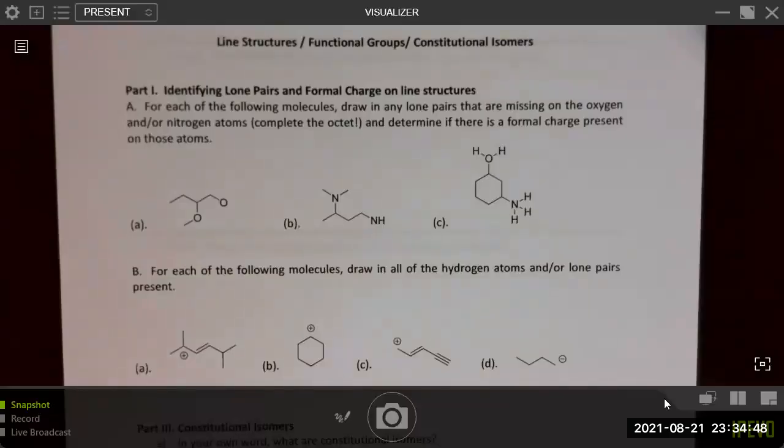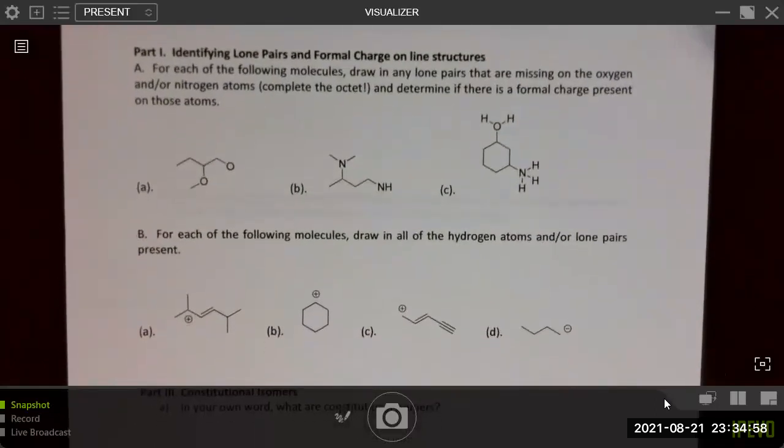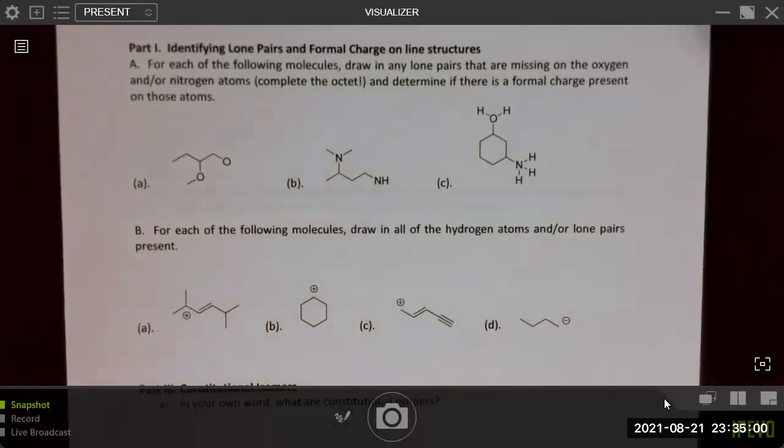Activity 3 is on continuing line structures, talking about functional groups, and also constitutional isomers. Let's start with part 1, identifying lone pairs and formal charge on line structures. For each of the following molecules, draw in any lone pairs that are missing on the oxygen and or nitrogen atoms in order to complete the octet and determine if there is a formal charge present on those atoms. We need to add in lone pairs in order to get an octet, right?